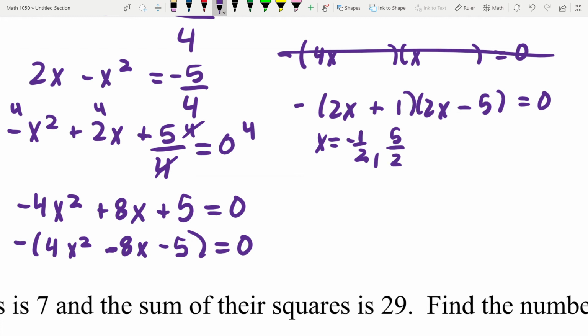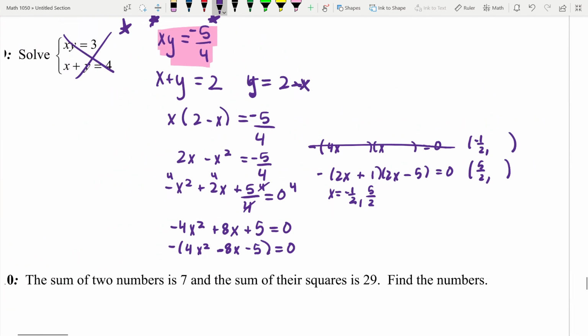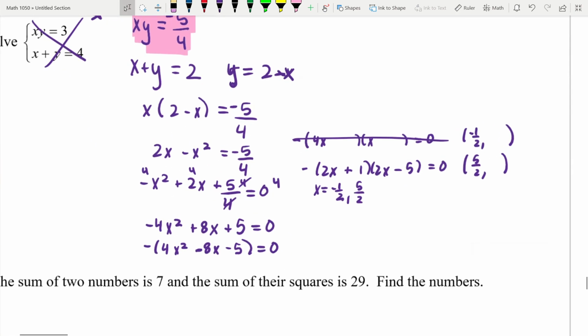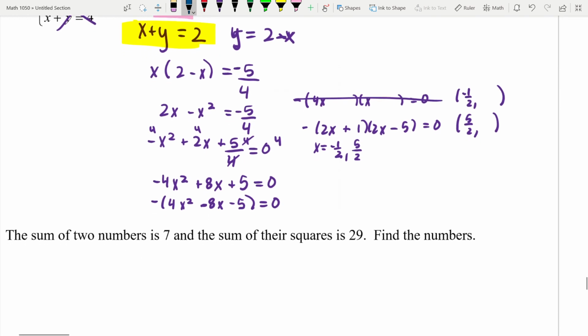Who's still with me? Raise your hand. This is so important. Okay, good. So I'm going to come right here, negative 1/2 and 5/2, and then now I have to find the y that goes with it. I'm going to find the easiest place to do that. I honestly think that the easiest place, the place you're going to be the most successful at, is right there. I don't think we want to deal with all those fractions in the pink one. So let's do that one.